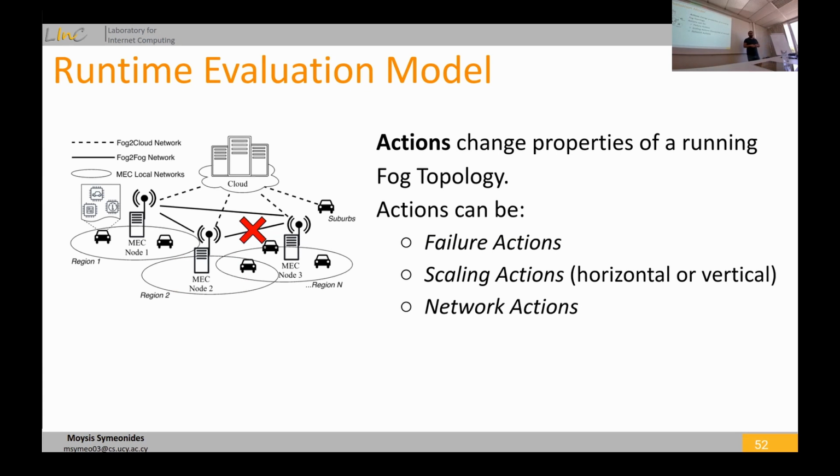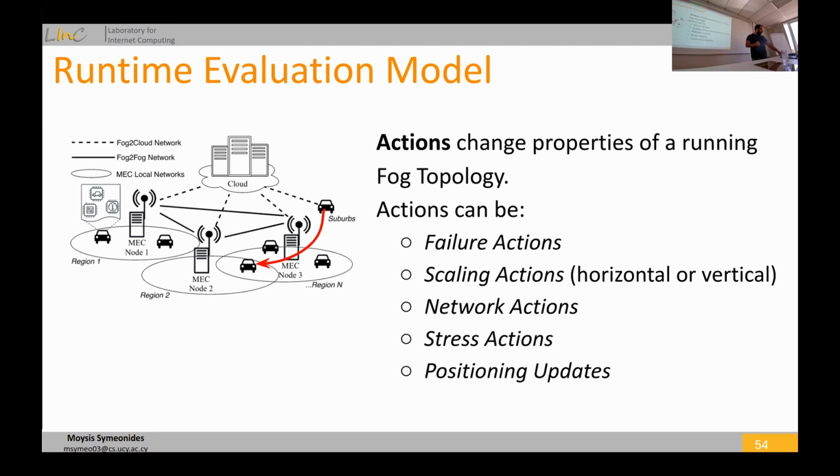Network alterations: we can disconnect a node from a network, or we can ad hoc update the network characteristics of a specific emulated node. Stress actions that inject CPU and IO intensive workloads to specific emulated nodes. And positioning updates, where the system transfers a mobile node to a new position and updates its connectivity according to the respective position.